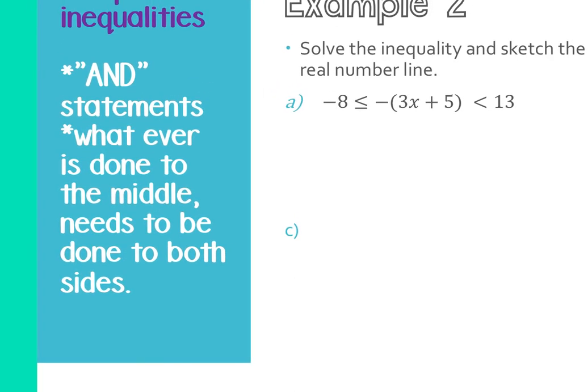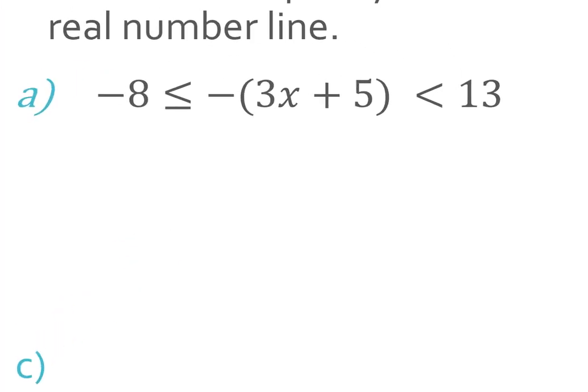When it's an and statement, whatever you do to the middle, you have to do to both sides of your inequality. So for this one, whatever I do to the middle, I have to do to both sides. You actually have two choices, I would say, for the middle. What would be one thing you could do? I could distribute the negative, right? I'll get a -3x and a -5. What else could you do? I could divide everything by that negative.